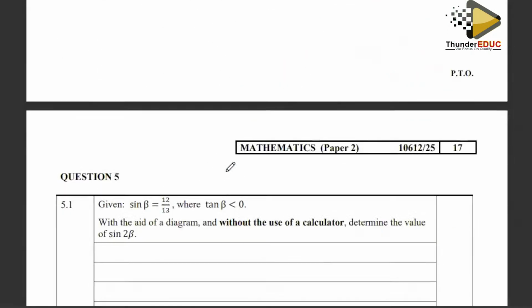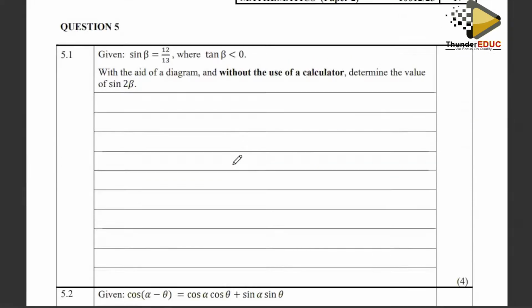All right, so that is how sweet question 4 was. Question number 5, which is the trig. All right, let's start with this.